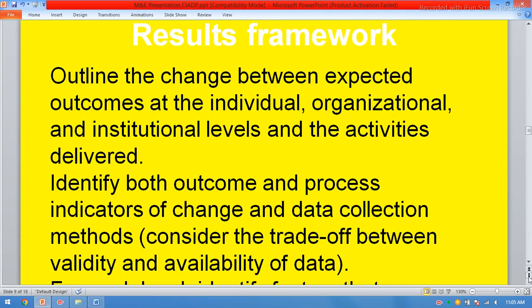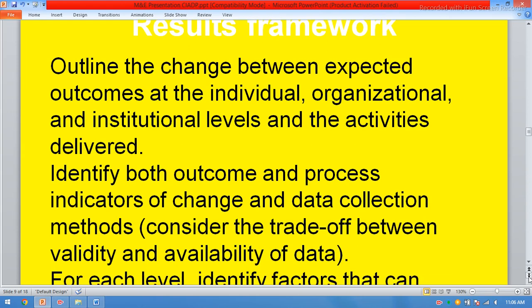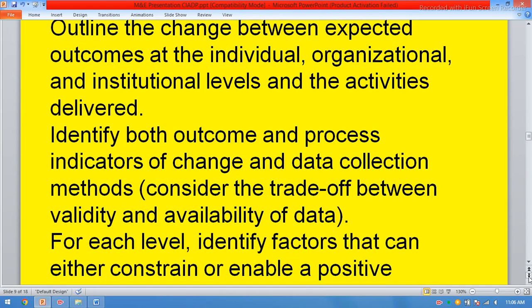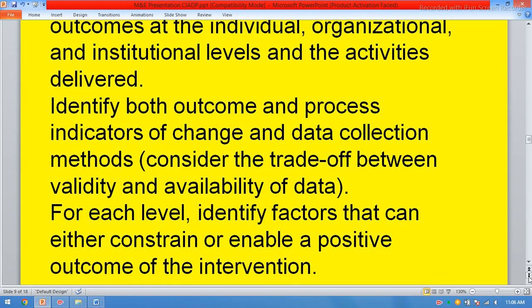Result framework. Outline the change between expected outcomes at the individual, organizational, and institutional level and the activities delivered. Identify both outcome and process indicators of change and data collection method, validity and availability of data. For each level, identify factors that can either constrain or enable a positive outcome of the intervention.